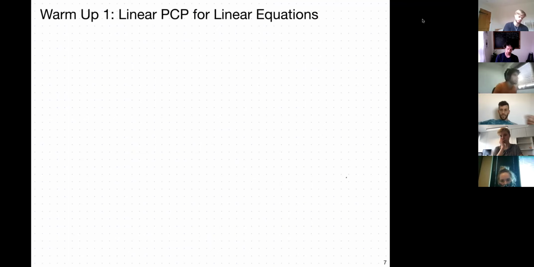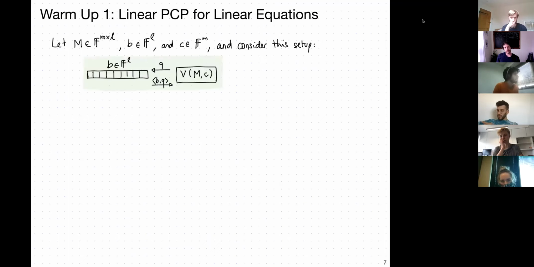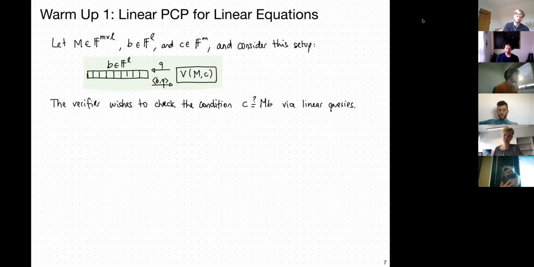So what is our setting? You can think about some matrix M representing a bunch of linear equations row by row, and we'll have this vector B and vector C. Essentially what we want to check is whether C is equal to MB. This is just like M being a bunch of linear equations in the vector B, and we want to check this condition.